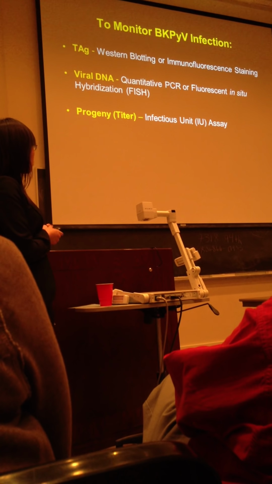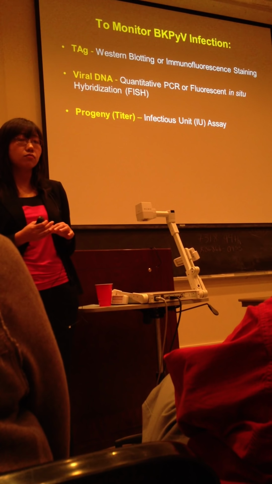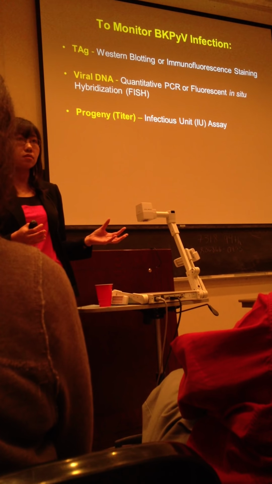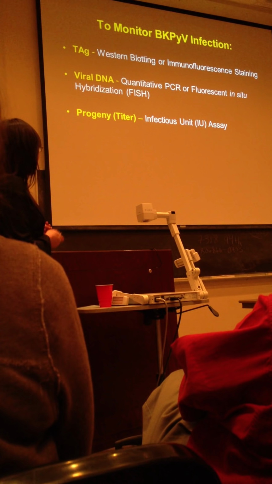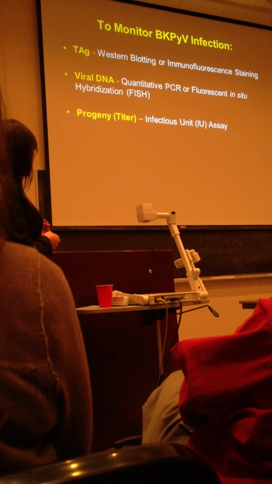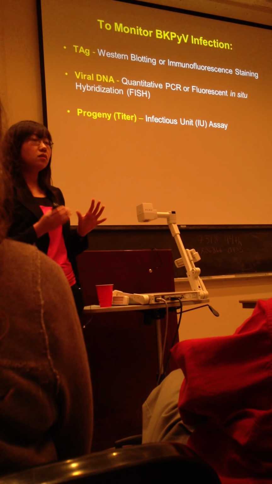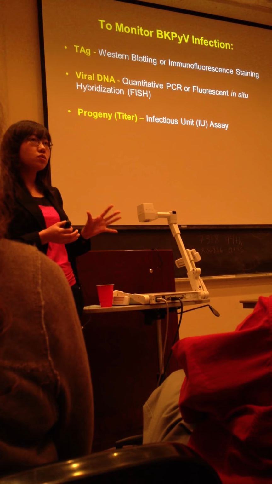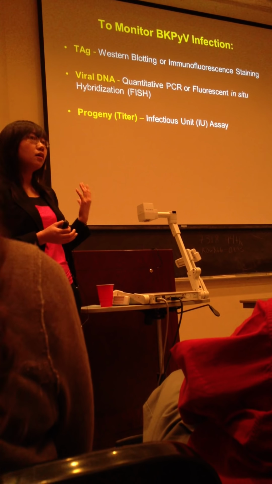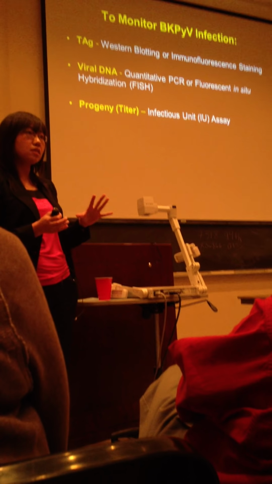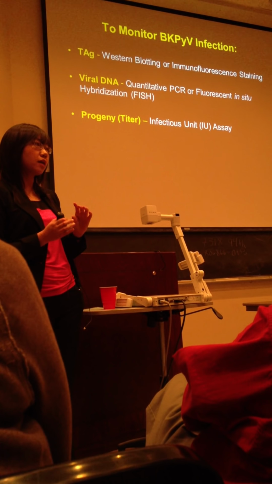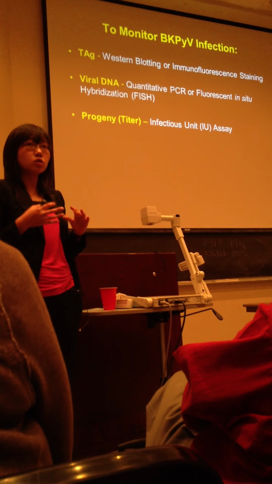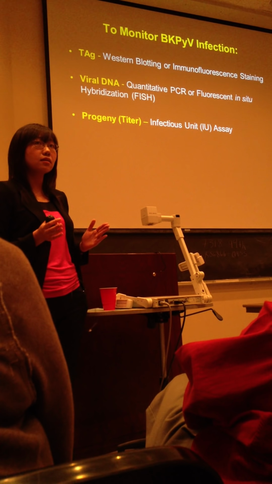We have also established fluorescent in situ hybridization, also known as FISH, to look at the localization of newly synthesized viral DNA in the nucleus. And finally, we have an infectious unit assay, or IU assay, to quantify the amount of infectious particles present in a given lysate. If you have a lysate, you can use it to infect naive RPT cells and quantify how many T antigen positive cells are present, which gives you an idea of how many infectious particles are in that lysate.